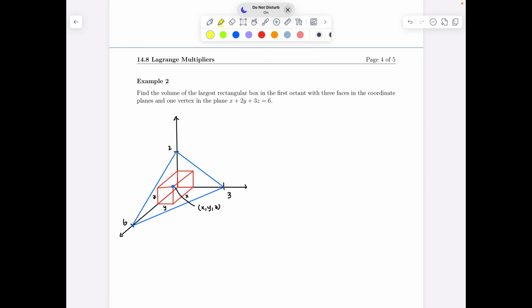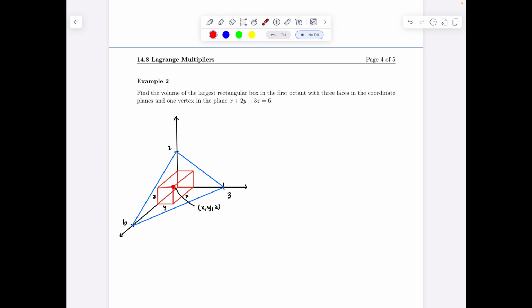So in this question, we're being asked to find the volume of the largest box that can be created with certain constraints. The first is that 3 of the faces have to lie on the coordinate planes. So in my picture here, we've got one face back here that's in the YZ plane, we have another that's in the XZ plane, and then one right here in the XY plane.